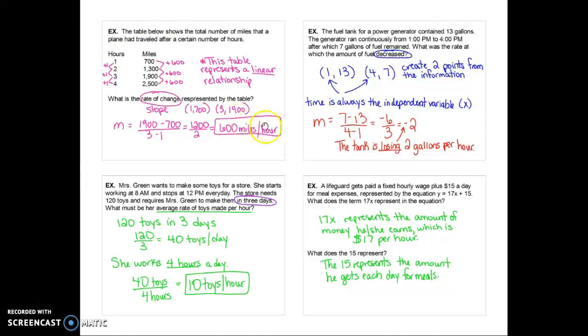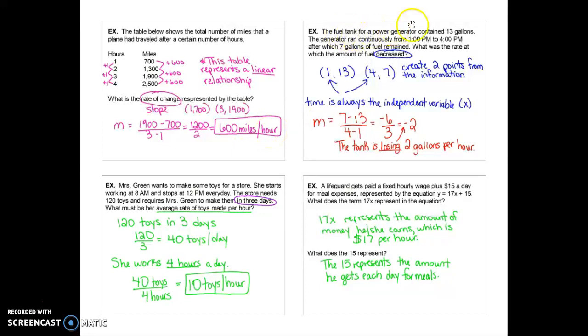So you have to have units with these word problems. You can also calculate it by picking any 2 points. Remember, these are your x values, these are your y values. So we used (1, 700) and (3, 1900). And then just calculate the slope like normal. You will still get to 600 miles per hour.